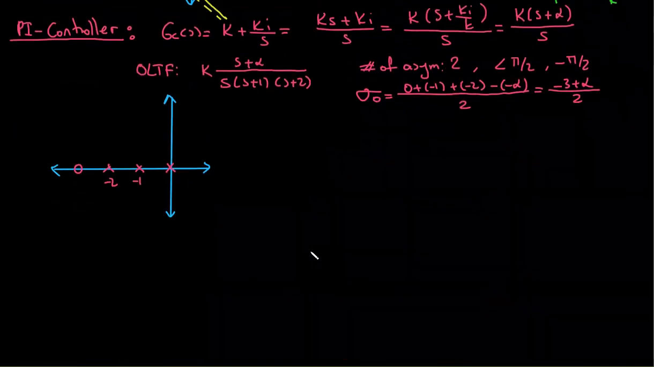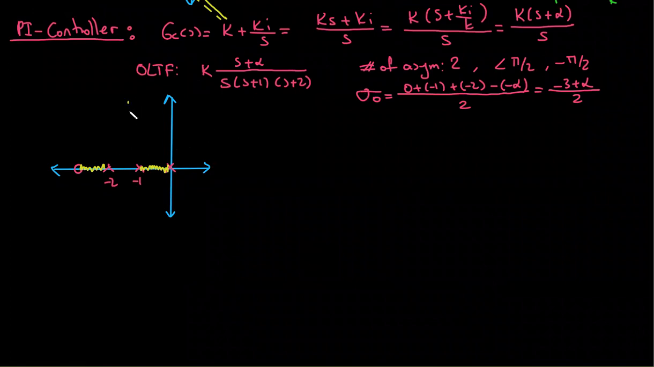So let's have a look at this guy. So what is the problem with this guy? So let's first mark the section of the real axis that is included in the root locus, like this. And let's say we have the asymptotes somewhere over here, the sigma, let's say somewhere over there.